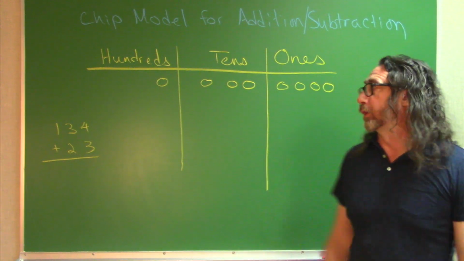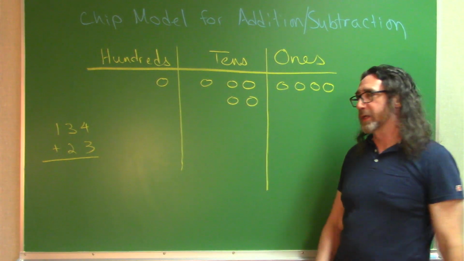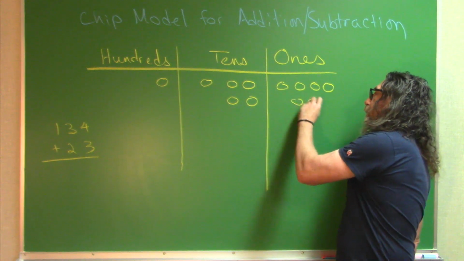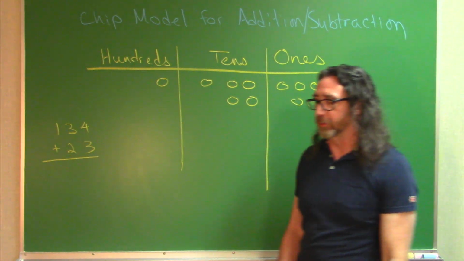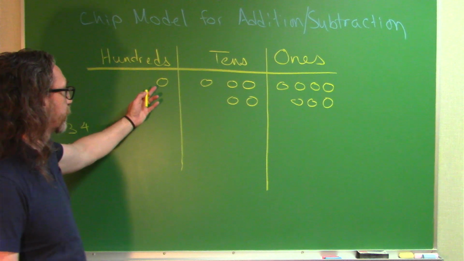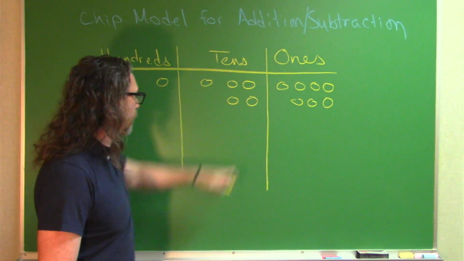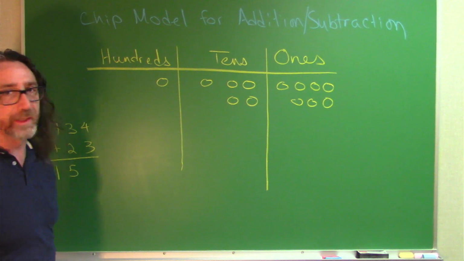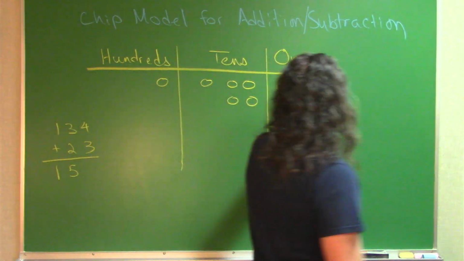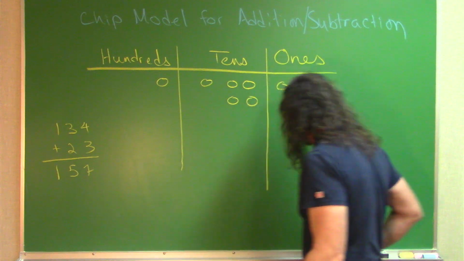Okay, so we're going to add 2 chips into the tens place, and then we're going to add 1, 2, 3 chips into the ones place. And we can see by this we have 1 in the hundreds place, 1, 2, 3, 4, 5 in the tens place, and finally 1, 2, 3, 4, 5, 6, 7 in the ones place.